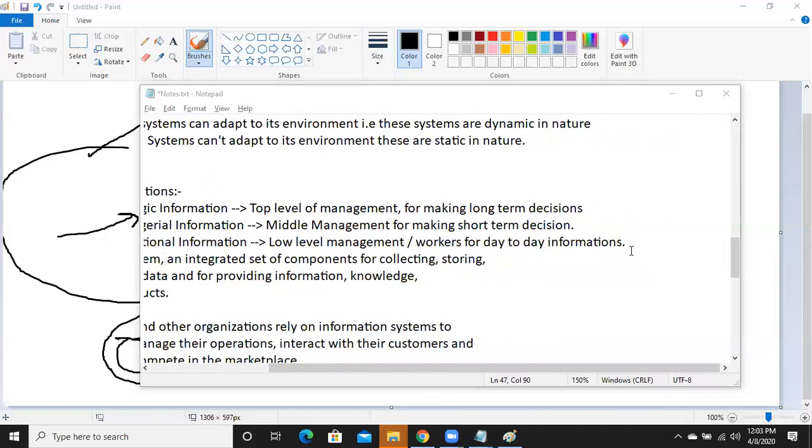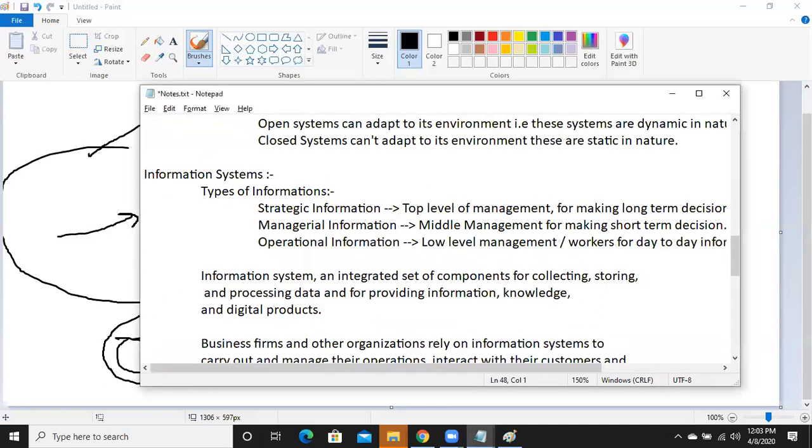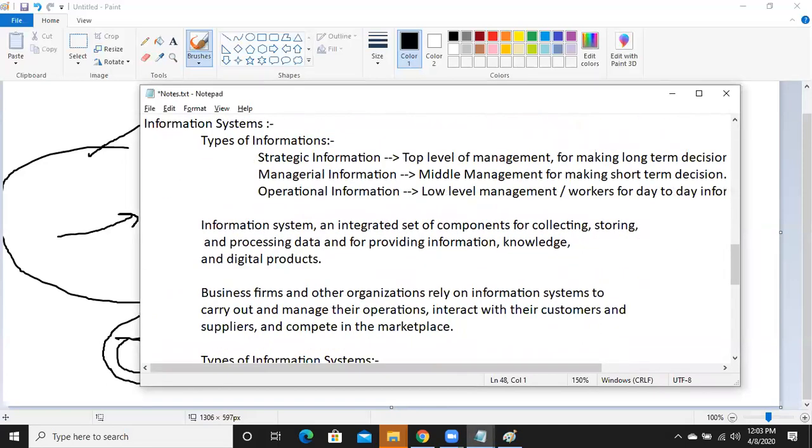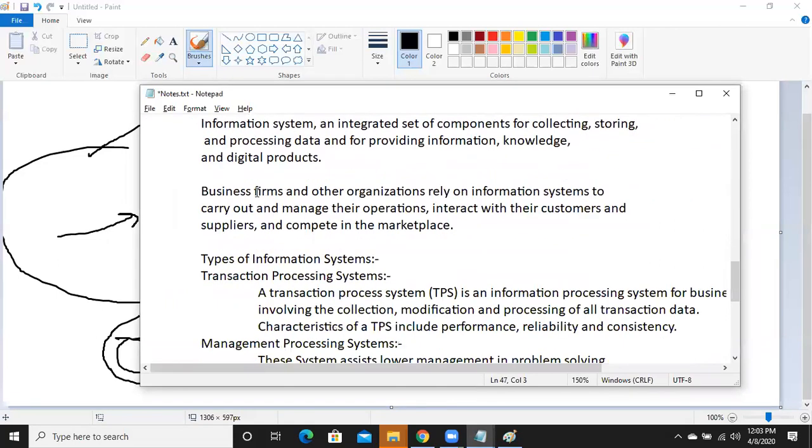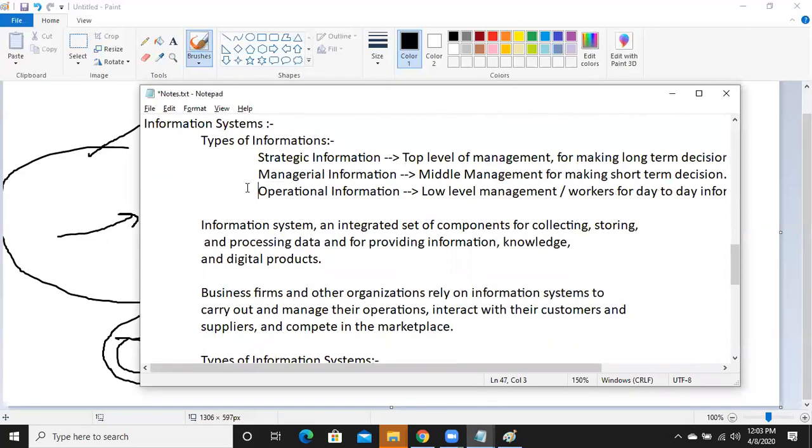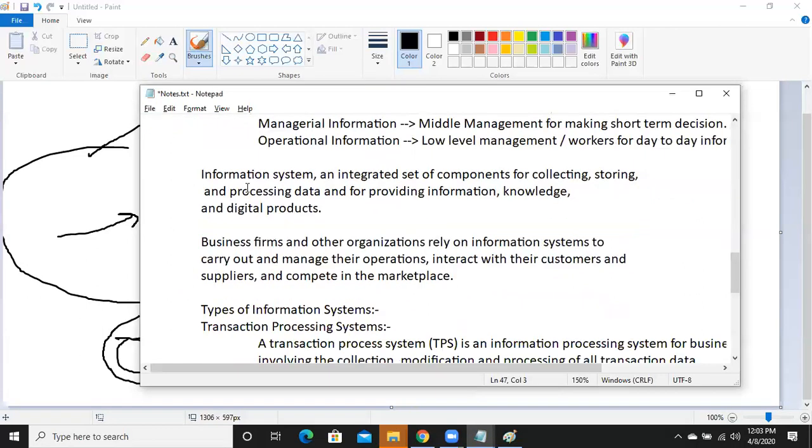So basically we have these three types of information. Okay, strategic information for top level management, managerial information for middle level management, and the operational information for low level management. Okay, so this is all about the types of information. Now we have to move to the information system, right?